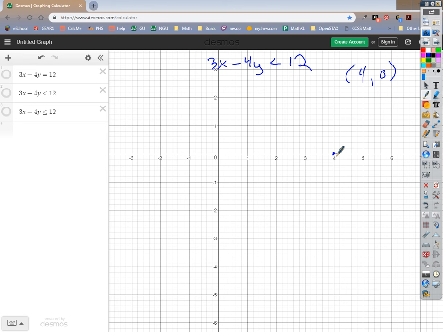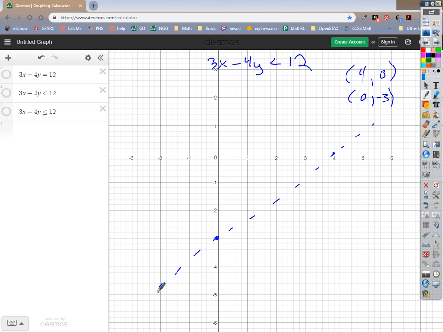What about the y-intercept? What would I do for that? Same thing, but what am I setting equal to 0? X. Okay. So if x is 0, negative 4y equals 12. Solve that. Y is negative 3. Okay, so there's the other point. And now I'm going to connect and extend. Do I want a solid or a dashed line here? Okay, so we need a dashed line.